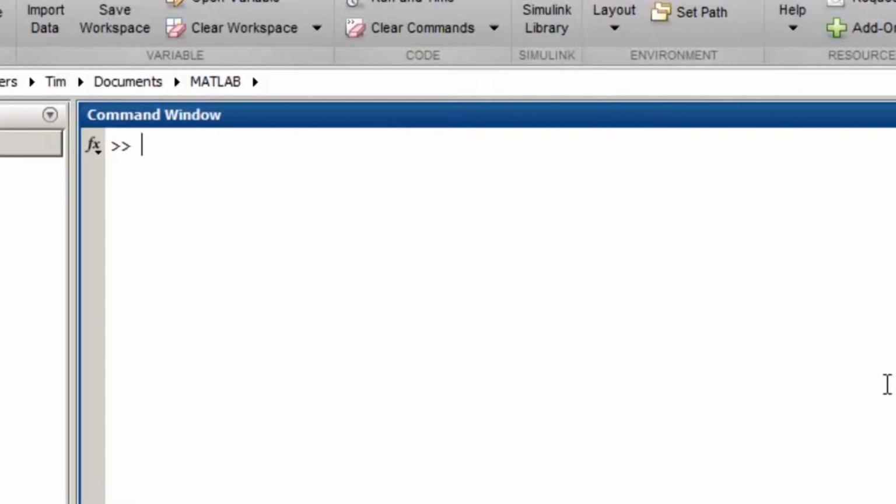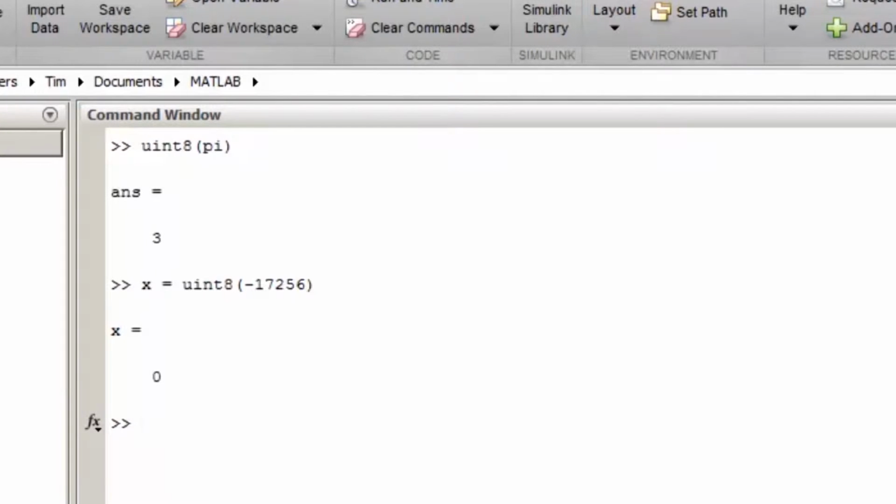First, I'll convert pi to an unsigned 8-bit integer by typing uint8 of pi. The result is 3. MATLAB throws away the fractional part of the number. Now I'll create a variable x, which is an unsigned 8-bit integer version of negative 17,256. Since unsigned integers can't be used to represent negative values, the result is 0.